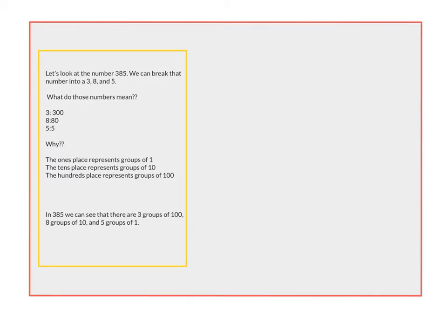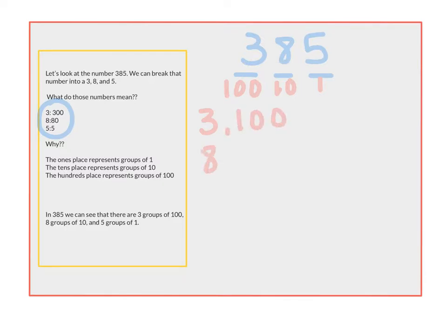To start out today, we are going to look at the number 385. We know that we can break that number down into a 3, an 8, and a 5, but what do those numbers mean? Right here on the left, it shows that the 3 represents 300, the 8 represents 80, and the 5 represents 5. But why? The first digit represents groups of 1, the second digit represents groups of 10, and the third represents groups of 100. So we can see here that there are 3 groups of 100, 8 groups of 10, and 5 groups of 1.